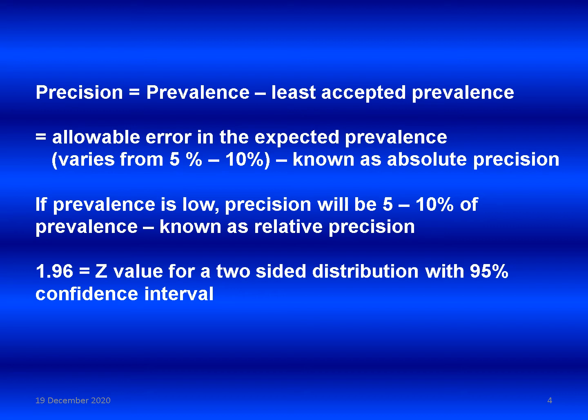Z value is the standard normal variate. Z value for a two-sided distribution with a 95% confidence interval for an alpha error, that is known as Z alpha. That value is a constant, that is 1.96. That can be used when you are using this formula.